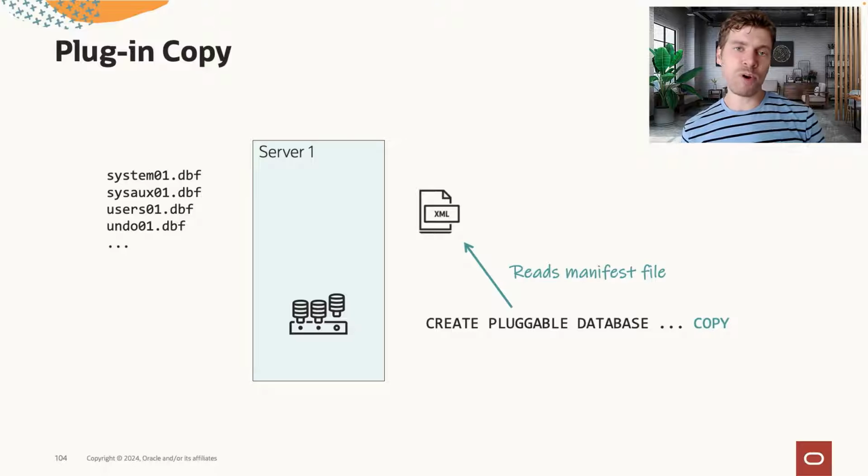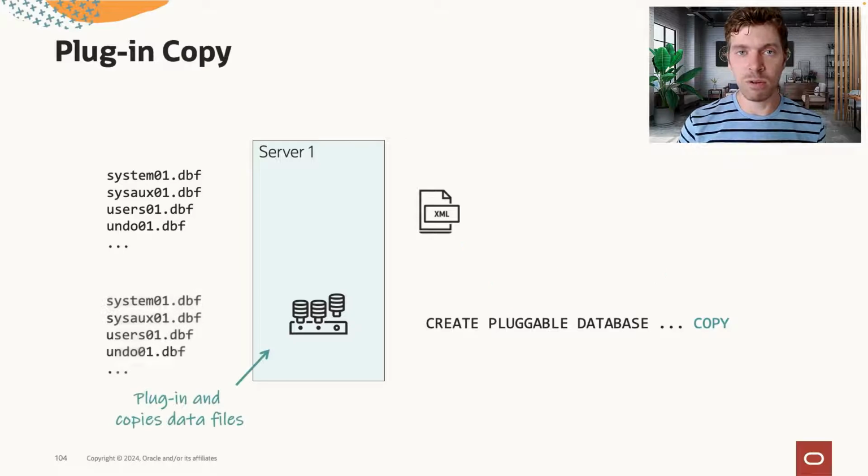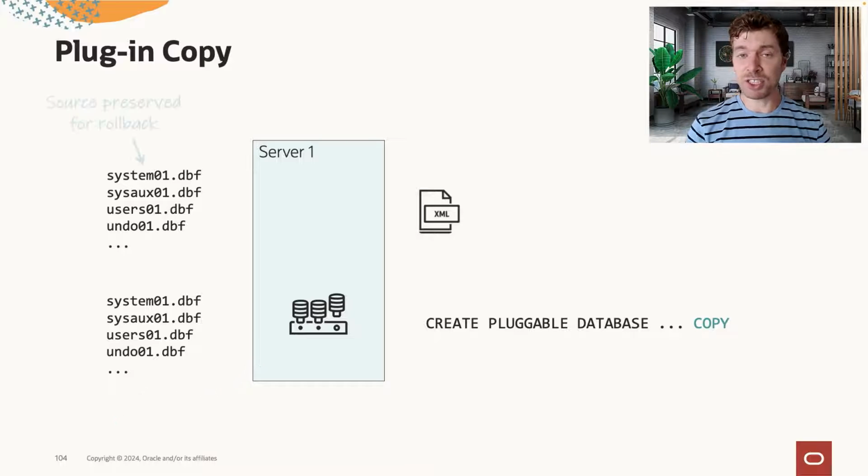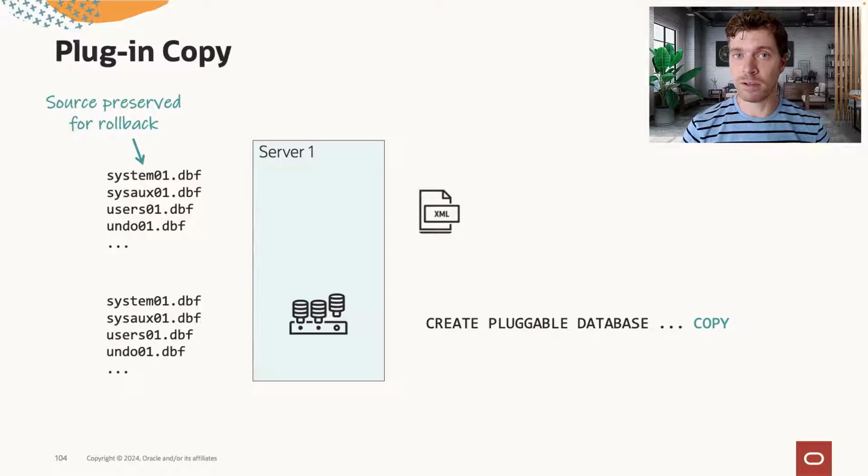What the copy operation will do is read the manifest file, find all your source database files, and now duplicate them. And of course, this can take a lot of time depending on the size of our database. The copy operation will copy all the data files, okay? The first advantage we see here is that your source is preserved for rollback. So even though your maintenance window is now bigger, the side effect is that you have a rollback environment and your source database is preserved and untouched.